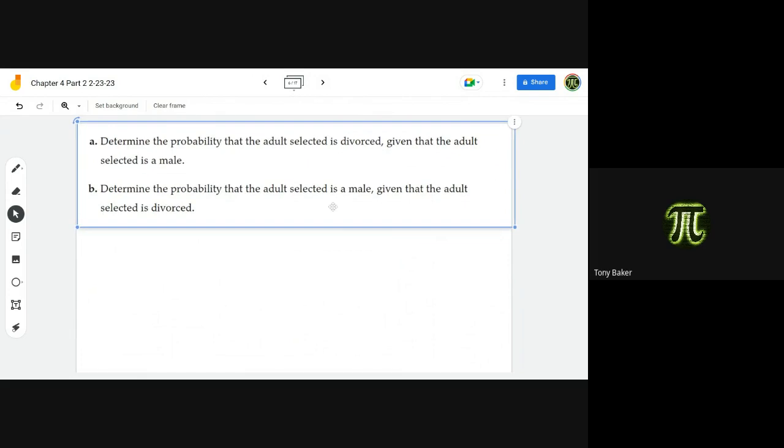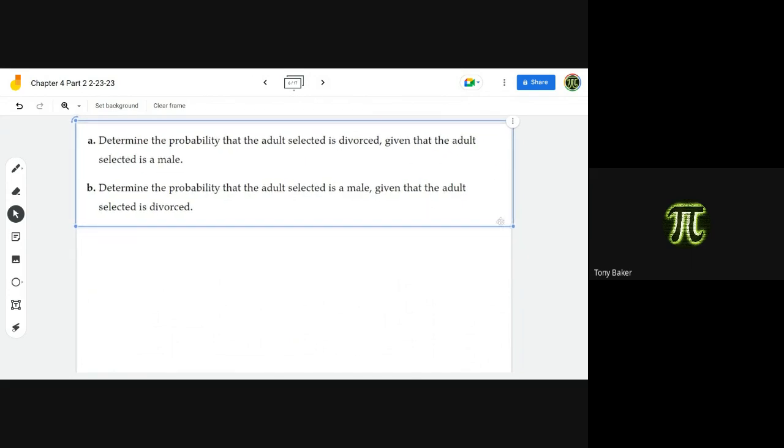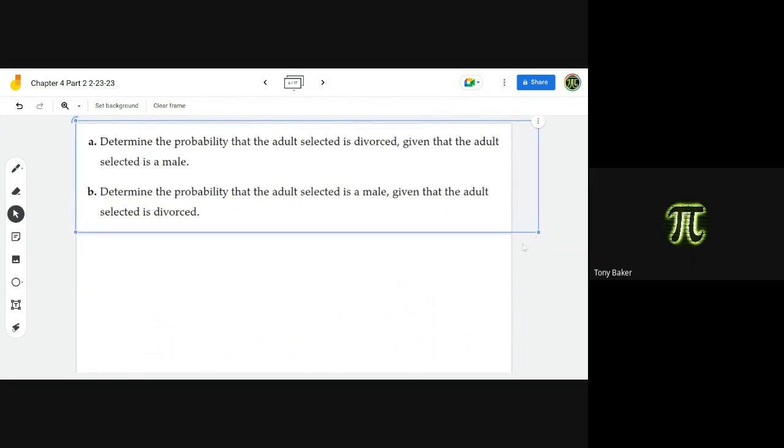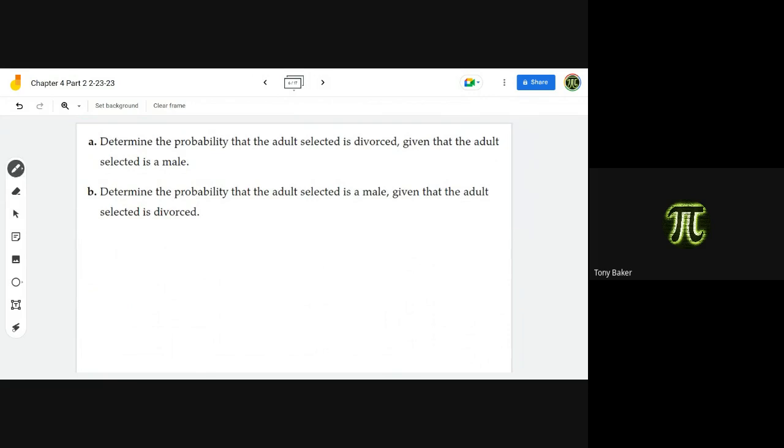All right, so the first thing we're going to do is, we've got our questions here. Let's work out how this looks from the wording. It says, determine the probability that the adult selected is divorced, given that the adult selected is a male. So we have the probability of A and the probability of B. So what's A? What does A represent in this situation?